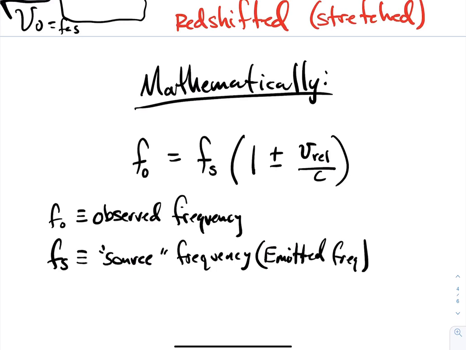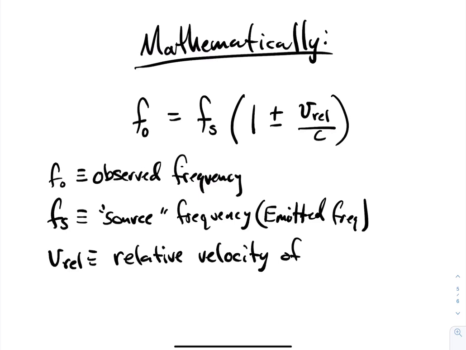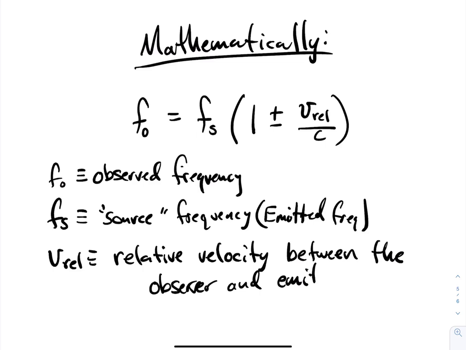So either way, we also know V rel is V relative, but not V relativity. So be careful. This is the relative velocity between the observer and emitter, because really either one could be moving. So we'll say between the observer and emitter, or observer and source.